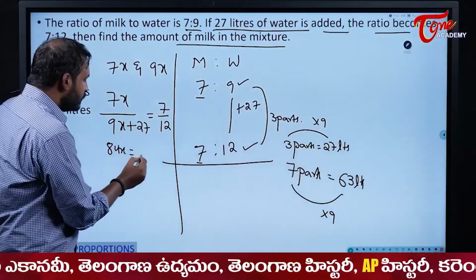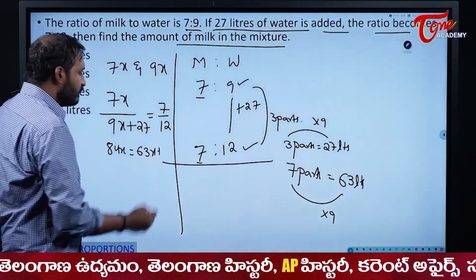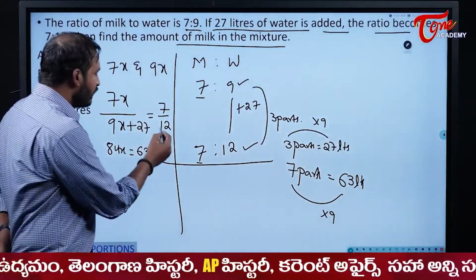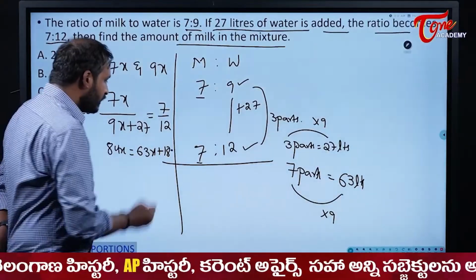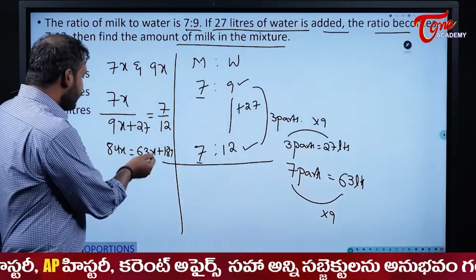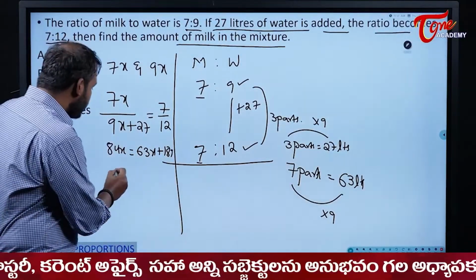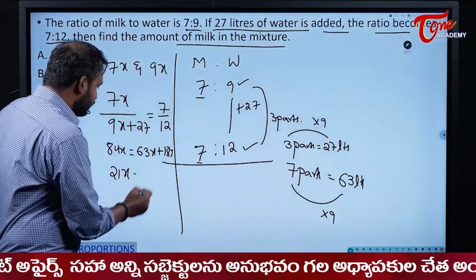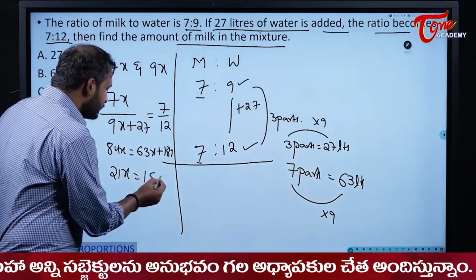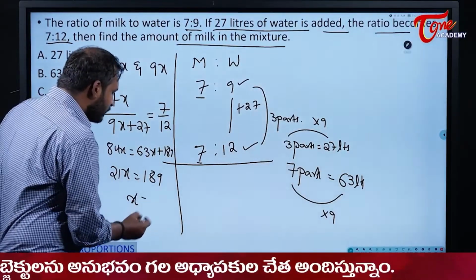84x is equal to 63x plus 27 sevens are what you will get? 140 plus 189. Okay, 49 it becomes 189. Now if I send that 63x to this side, it will become 21x is equal to 189. Then what will the x value be here?